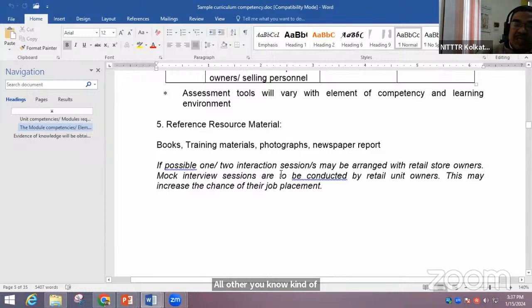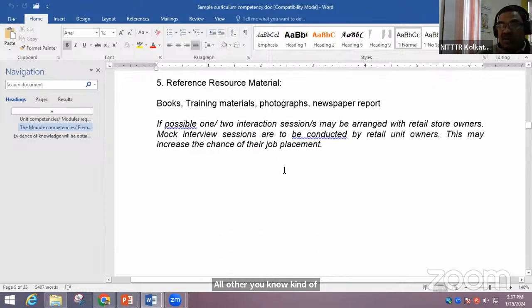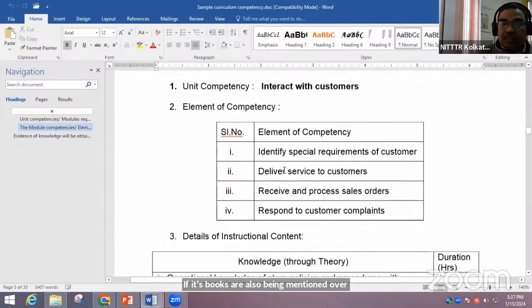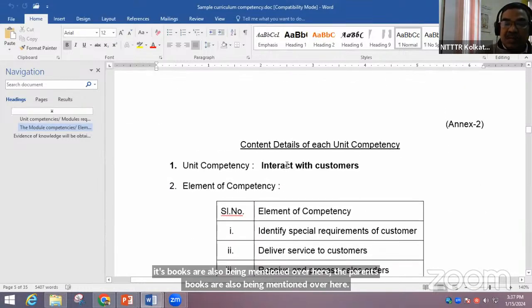Reference books are also mentioned over here.